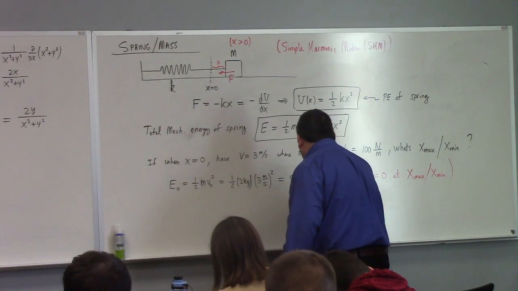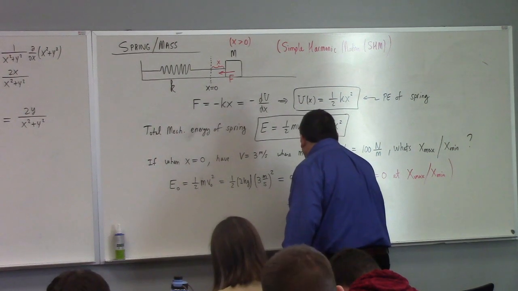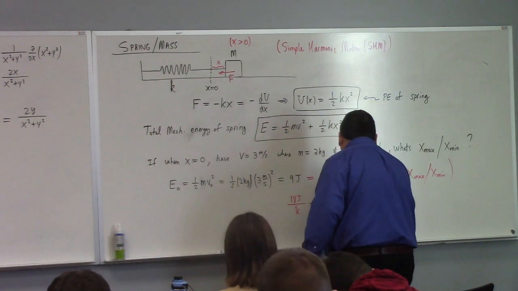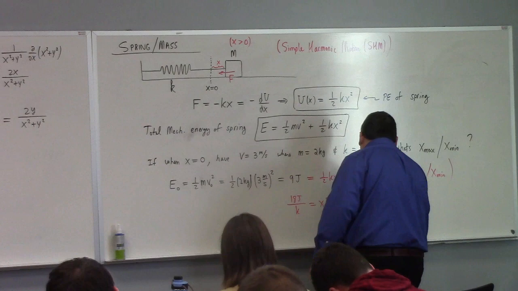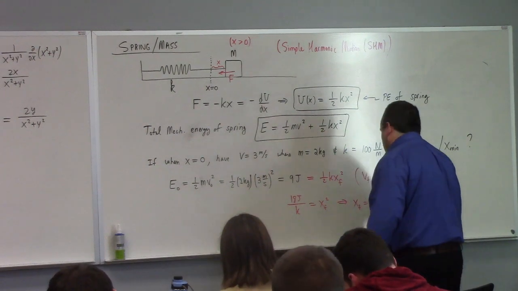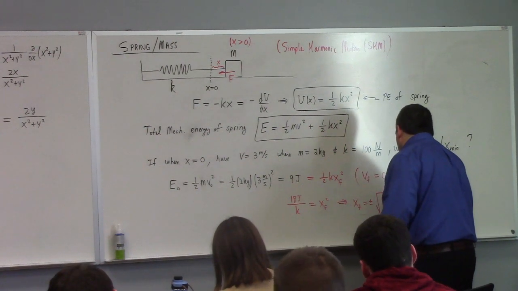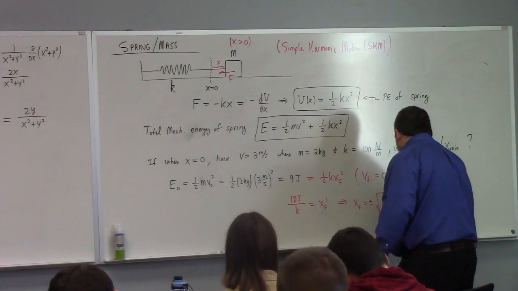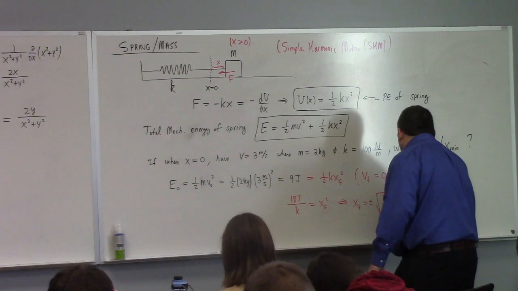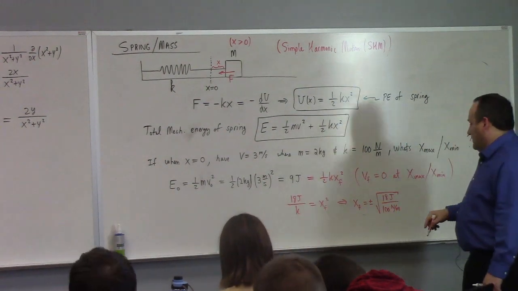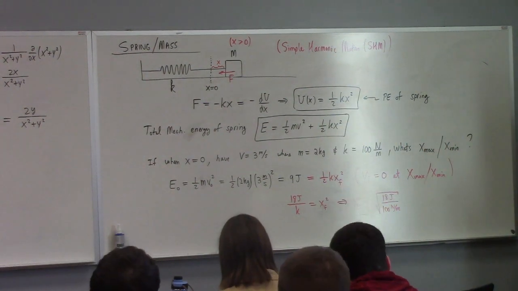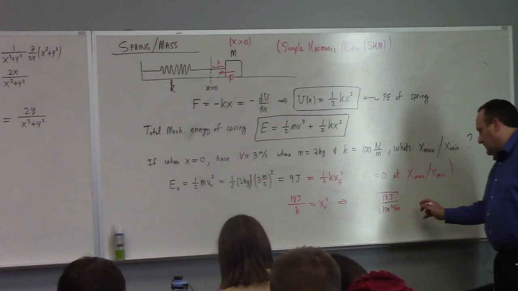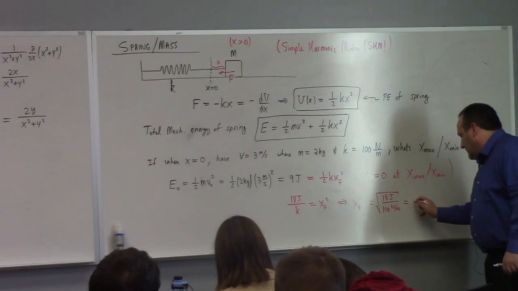So I've got 18 joules divided by k is equal to xf squared, which tells me that xf is equal to plus or minus the square root of 18 joules divided by 100 newtons per meter. Now, a joule is a newton meter, and so the newtons cancel, and we're left with a meter squared inside the square root, which is good because that means the totality of the units here is just meters, which is what we'd like to see.